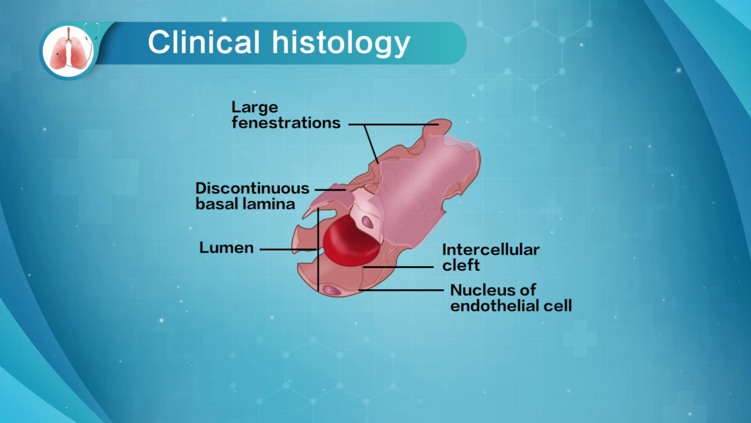The lumen of sinusoids is more irregular in shape and much wider in diameter. These peculiar structures slow down blood flow and allow red and white blood cells and various serum proteins to easily pass across the capillary wall.